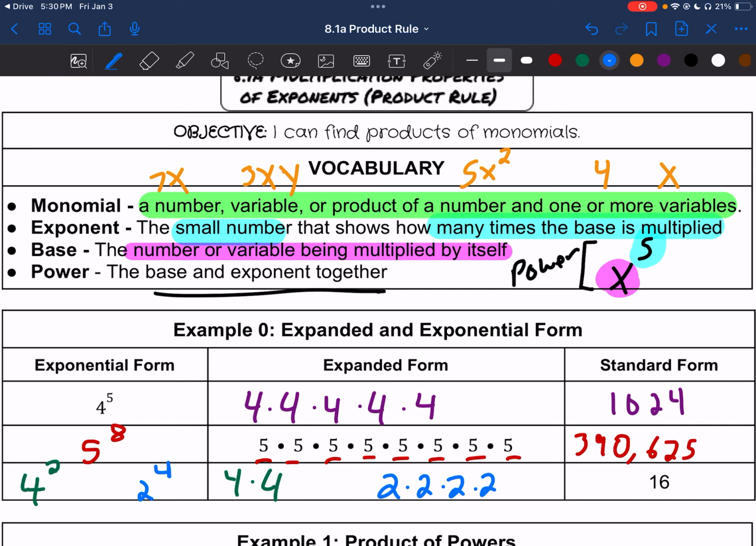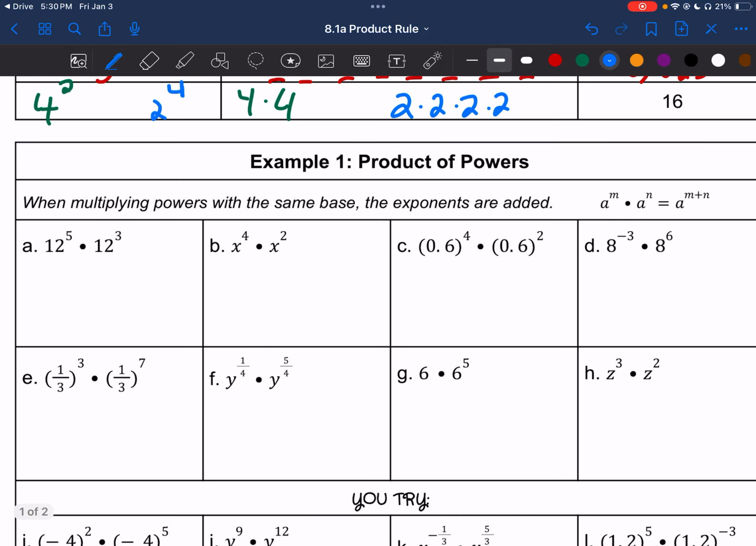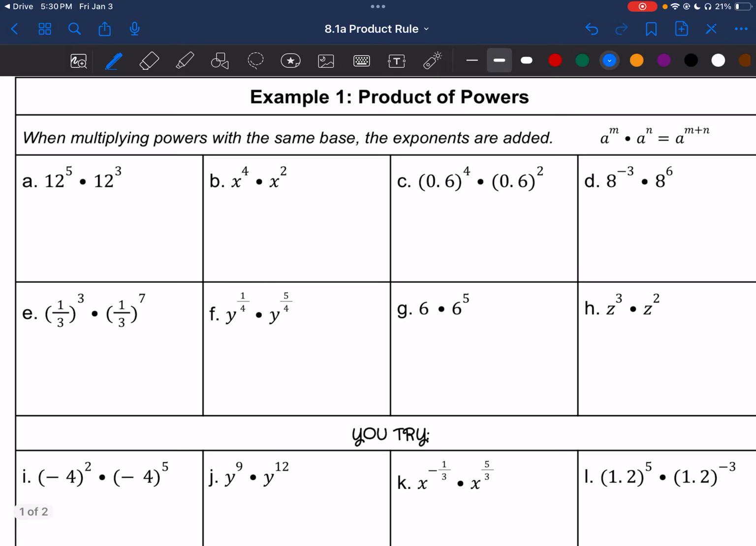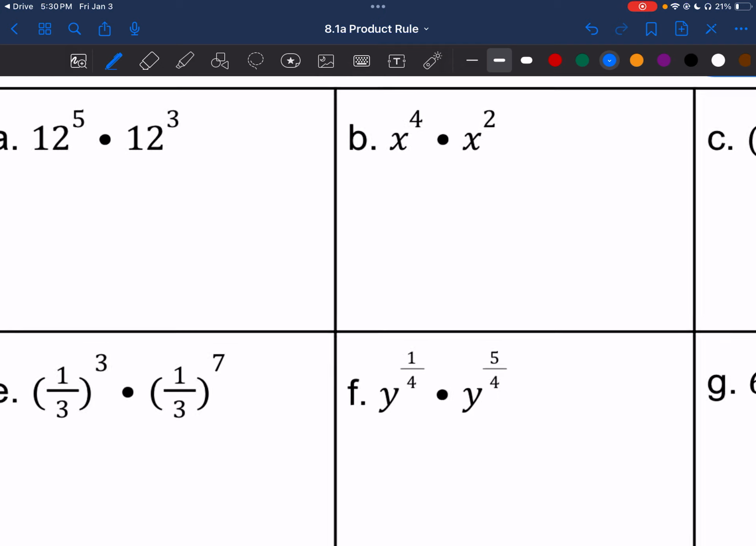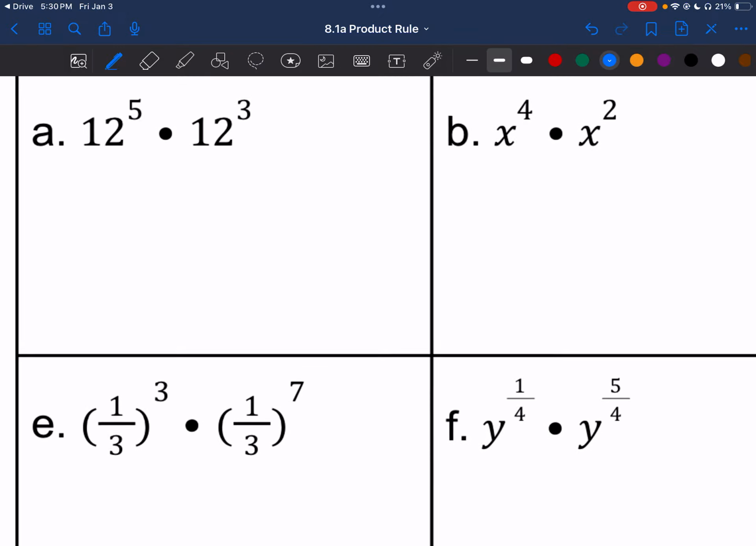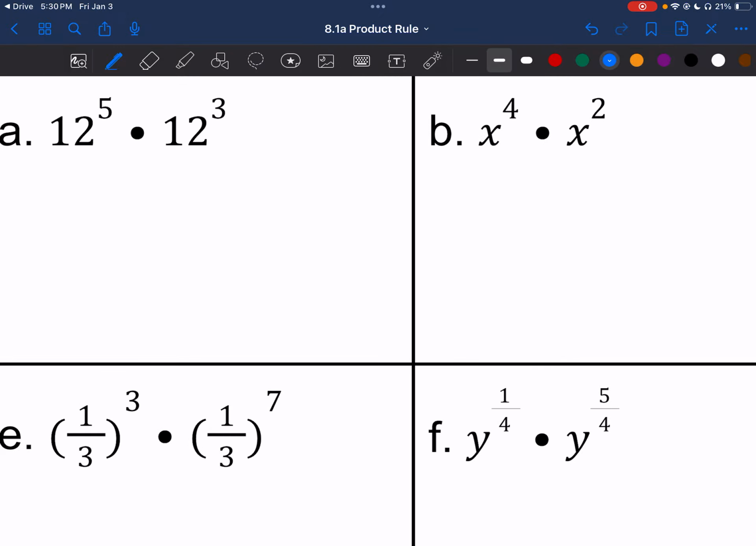All right. So let's take a look at what is this product rule. When multiplying powers with the same base, exponents are added. So our example is a to the m times a to the n is equal to a to the m plus n. So if I focus in on the first box of four, we've got 12 as our base. Both of those are the same base, and it's 5 plus 3. 5 plus 3 is 8.